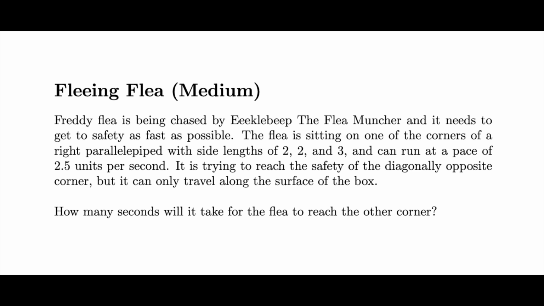Freddy Flea is being chased by Eeeklebeep the Flea Muncher, and it needs to get to safety as fast as possible. The flea is sitting on one of the corners of a right parallelepiped with side lengths of 2, 2, and 3, and can run at a pace of 2.5 units per second. It is trying to reach the safety of the diagonally opposite corner, but it can only travel along the surface of the box. How many seconds will it take for the flea to reach the other corner?